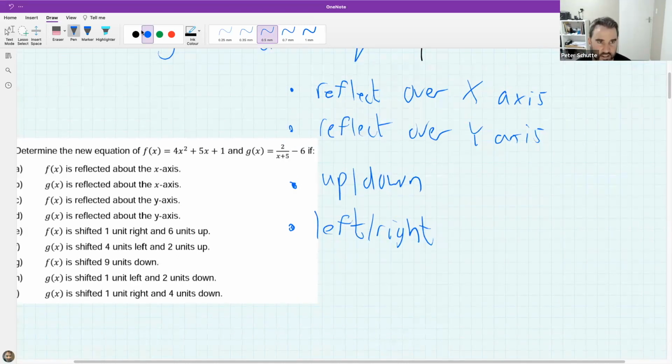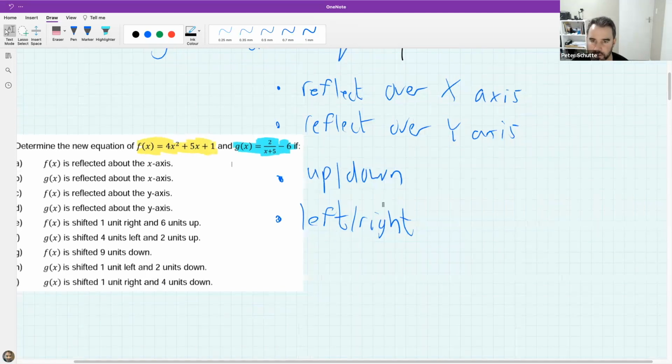And in this exercise, the functions that we're dealing with are, this one over here is a parabola. Well, that's f. And this one over here is a hyperbola. Okay, so what are the rules that we can use to help us?